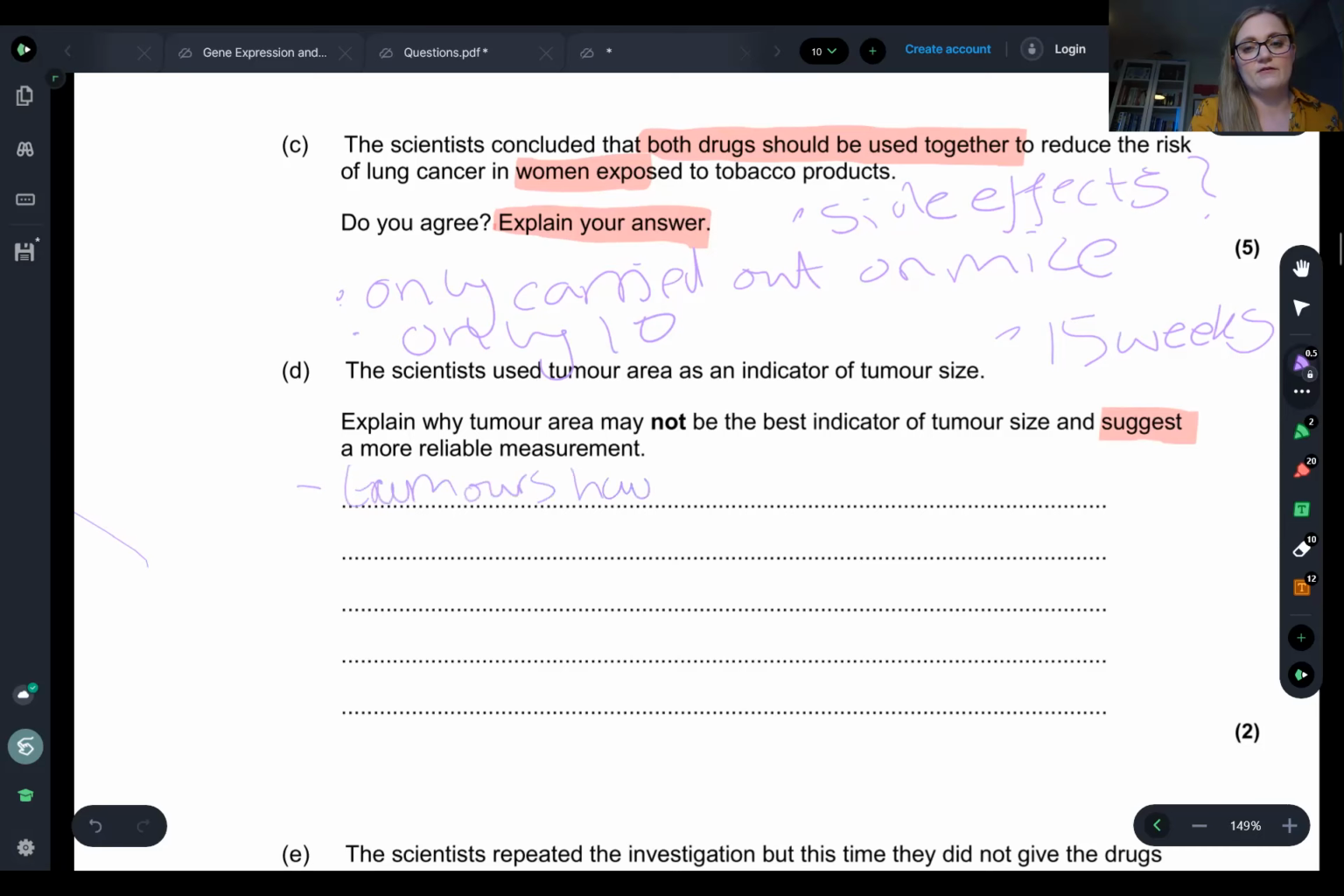Tumours have different depths, and these need to be taken into account. They are not 2D.